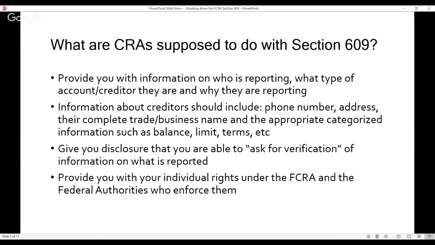Also, they're supposed to give you a disclosure that you're able to ask for verification of information based on how it's being reported. And they have to give you your individual rights under the FCRA as well as the federal authorities who actually enforce them. So that's basically the breakdown of Section 609. And that's the real breakdown, okay?